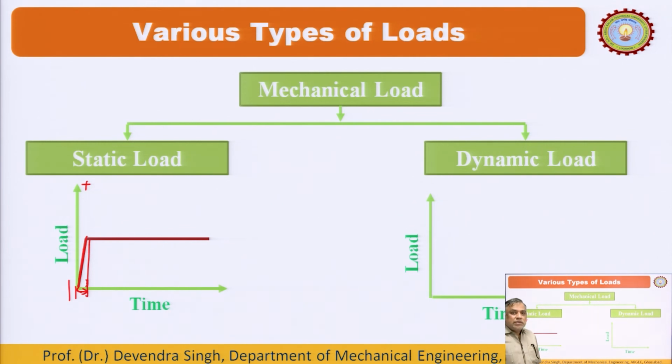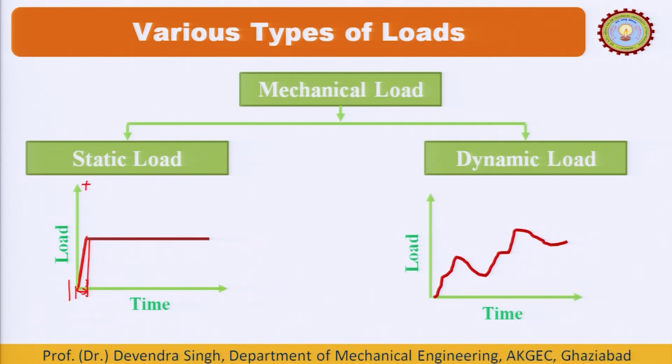Next is the load time diagram for the dynamic load. Here load is in positive, it is not going on the other side, it may go on the other side also, but it is varying the magnitude. At this time, this is the magnitude, at this time, this is the magnitude. So as time changes, the magnitude of the load varies. So this is considered as a dynamic load, and dynamic load may have some constant values.